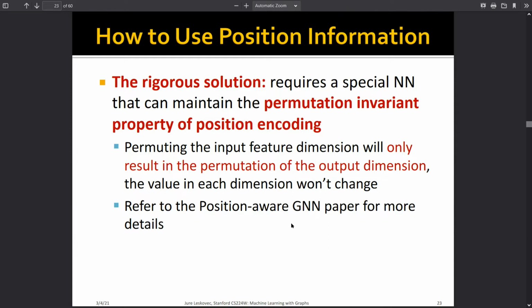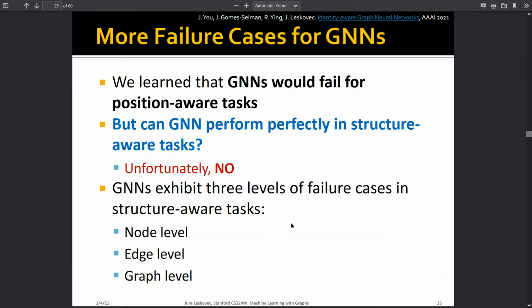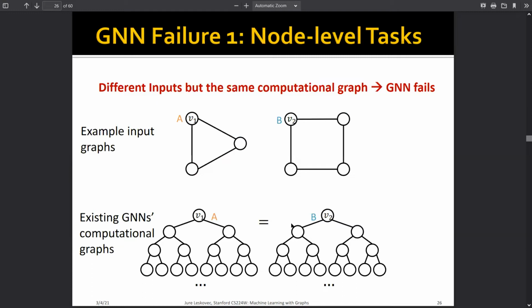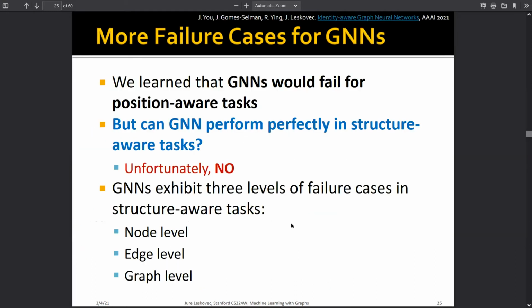Okay, moving on. Yep. Okay, identity aware. This is GNNs would fail for position aware tasks. Same number of failure cases. Can you go back one? Let's see. Node level. Okay, never mind. Okay, go forward again. Sorry.